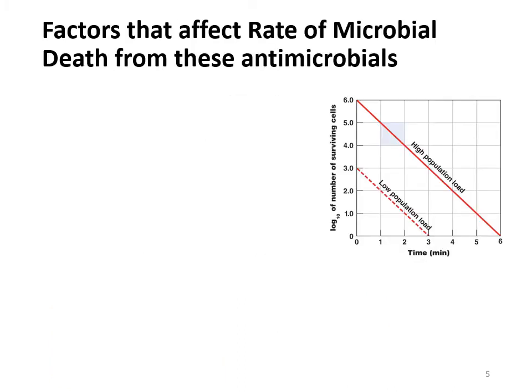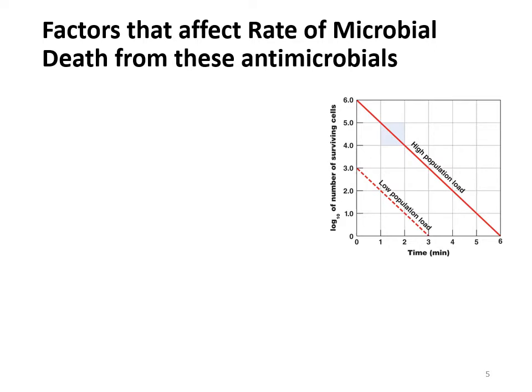Then we have here various factors that can affect the rate of microbial death from antimicrobials. Now that's a fancy way of saying for each of these factors, you have to ask yourself, okay, does this factor make it more likely that microbes will be killed? Does it make it easier to kill the microbes? Or does it make it harder where fewer microbes will be killed? Okay, so you're increasing the rate of microbial death if it's something that makes it easier to kill microbes.